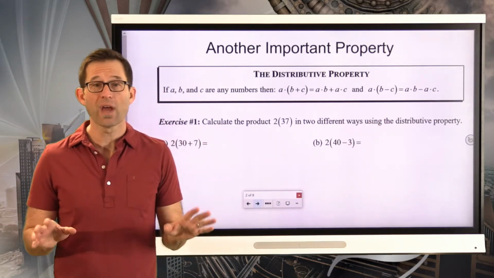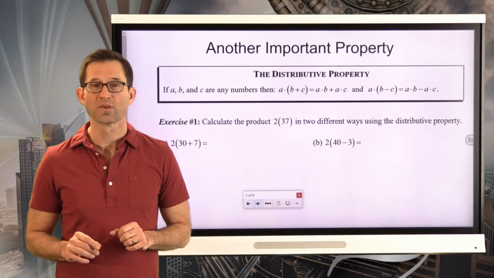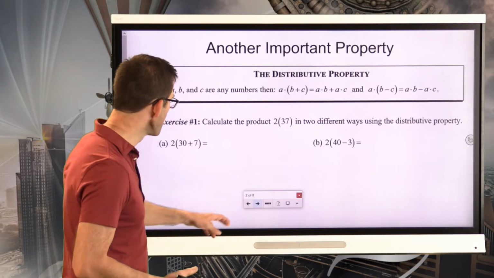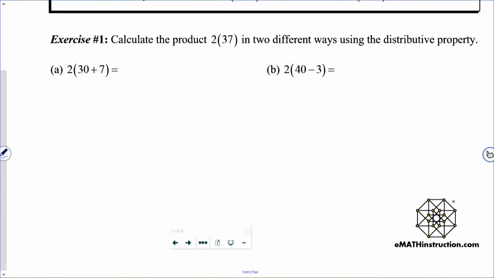Now, we can check that the distributive property works without getting any variables involved. And that's what we're going to do in exercise number 1. Let's take a look. Calculate the product 2 times 37 in two different ways using the distributive property. In letter A, we're going to do 2 times the quantity 30 plus 7. And in letter B, we're going to do 2 times the quantity 40 minus 3. All right, so what does the distributive property tell us? Well, if I've got 2 times 30 plus 7, I can first do 2 times 30, I can do 2 times 7, and then I can add them together.